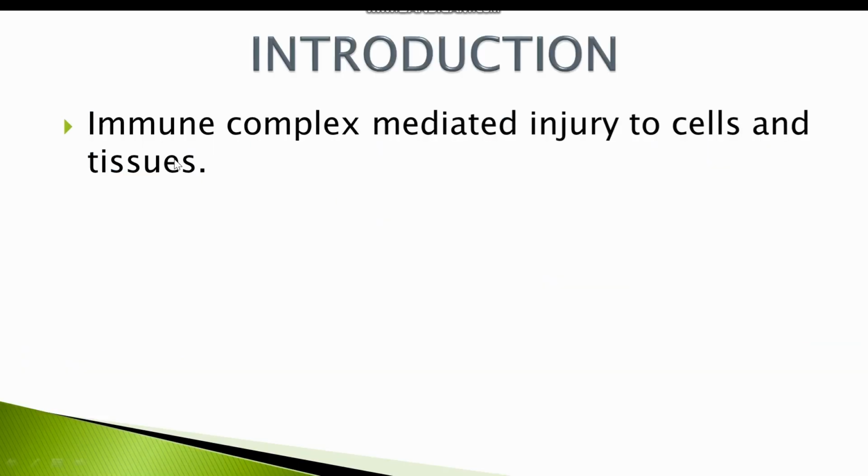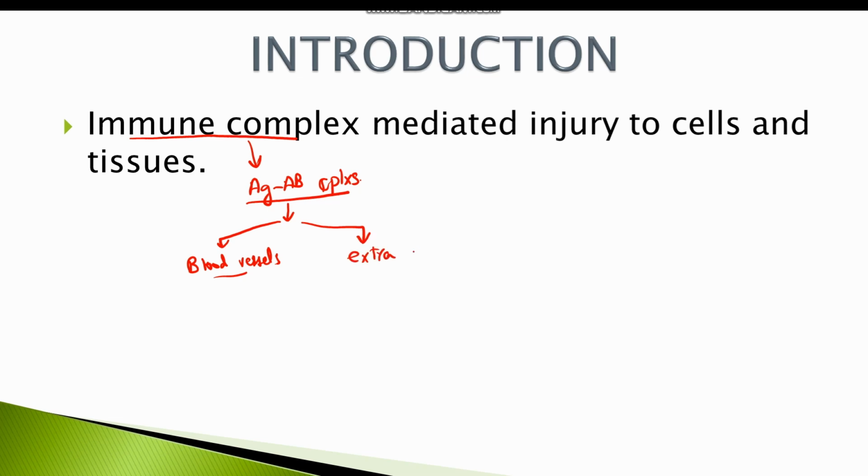Type 3 hypersensitivity reaction is an immune complex mediated injury to cells and tissues which results in inflammation. So immune complexes are antigen antibody complexes which are deposited either in blood vessels or in extravascular areas such as joints and glomeruli. So these immune complexes deposited in these areas recruit leukocytes which result in inflammation.